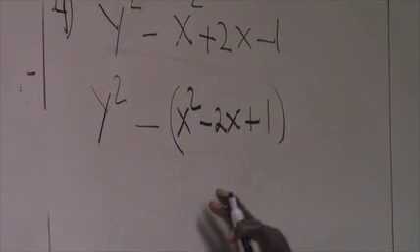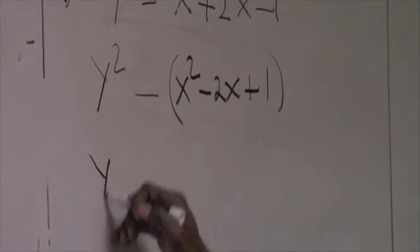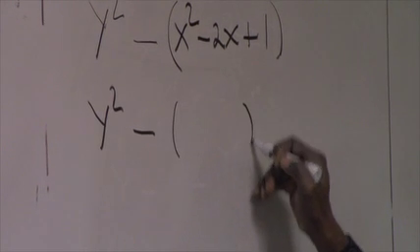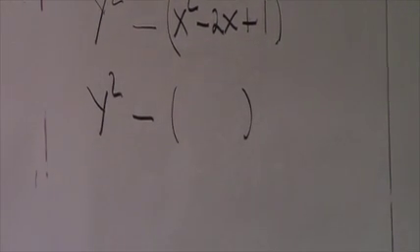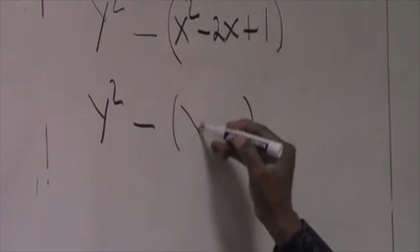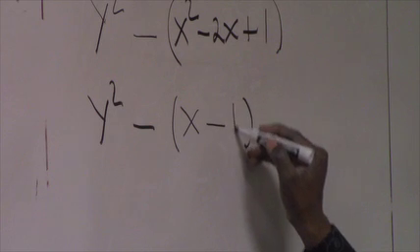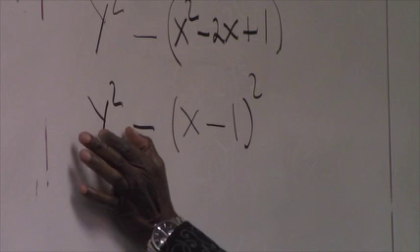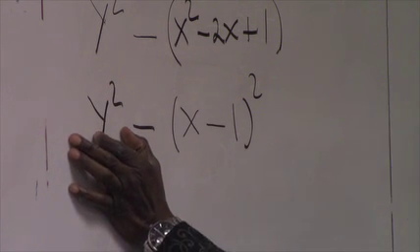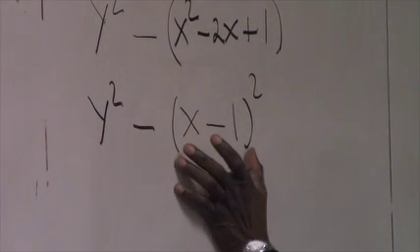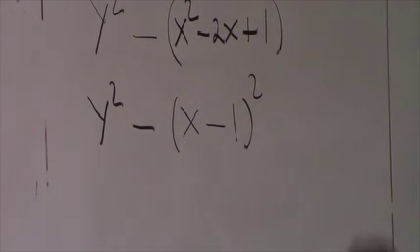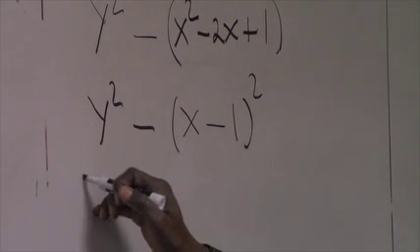Now, by doing this, I can factor this one. I can see that this is a perfect square trinomial with factors x minus 1 squared. So what I have now is a difference of two squares. This is a perfect square. The square root of y squared is y. This is a perfect square. The square root of parenthesis x minus 1 squared is x minus 1. So this is a difference of squares.